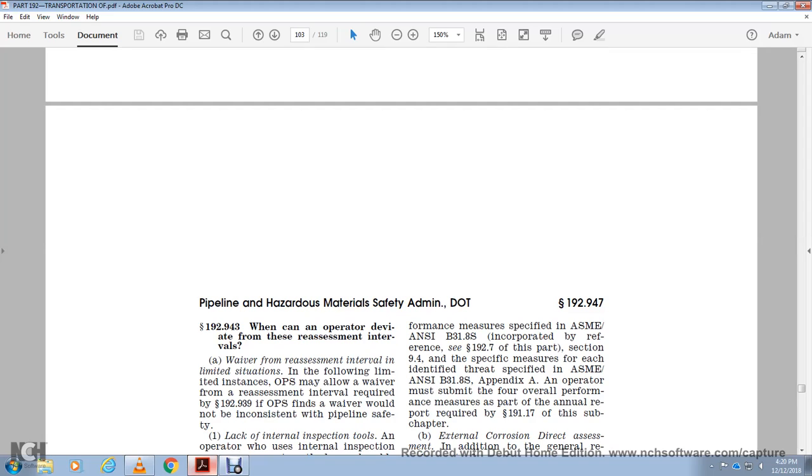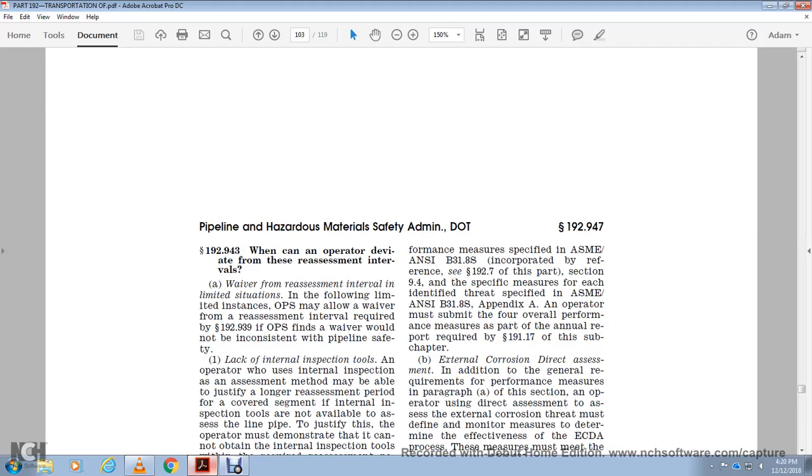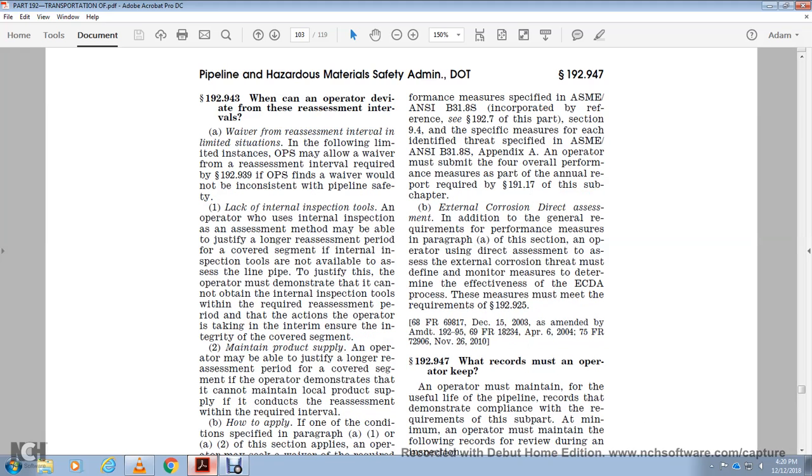192.943. When can an operator deviate from the reassessment interval? Waiver from the reassessment interval limited to the situation. The following limitations in for the Office of Pipeline Safety may allow the waiver of the reassessment interval required in 192.939, operational Office of Pipeline Safety with the final of the waiver that would not be inconsistent with pipeline safety. Lack of internal inspection tool.